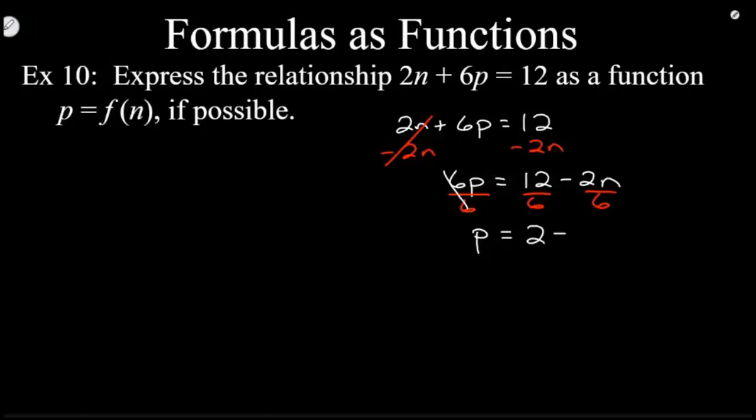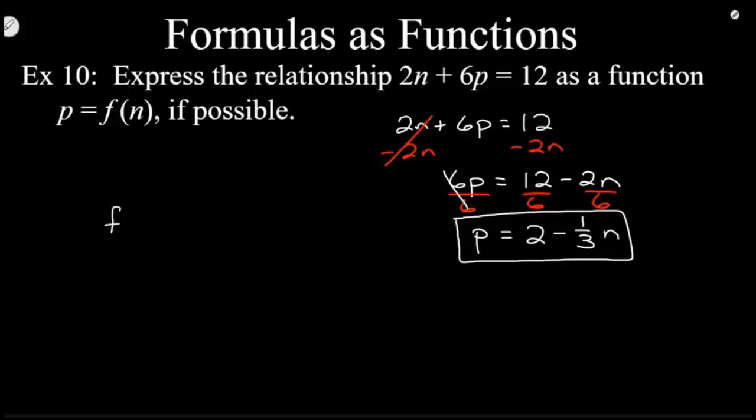And then we can view the numbers separately from the n. We can just leave the n next to it here. But what is 2 divided by 6? A 1 on the top and a 3 on the bottom? So that is our function. And the way they put it in the book, they may want to see something like this.